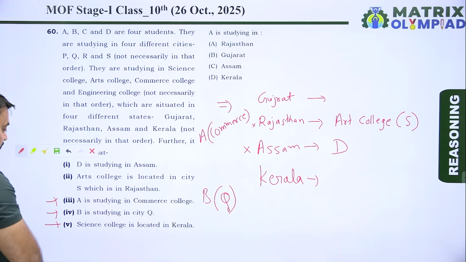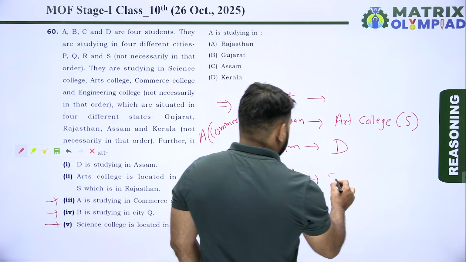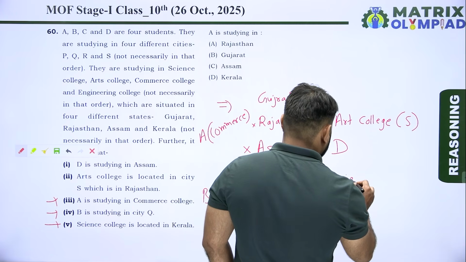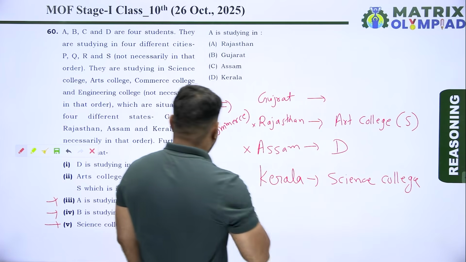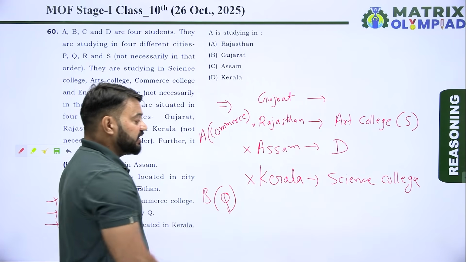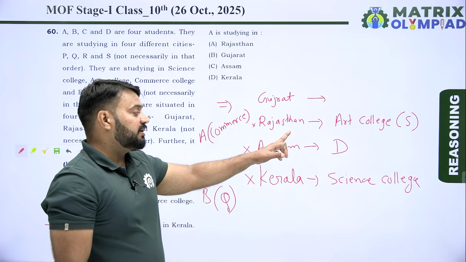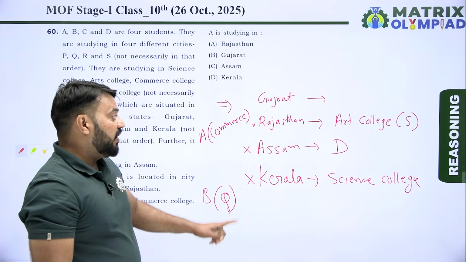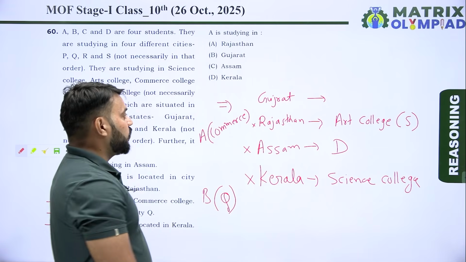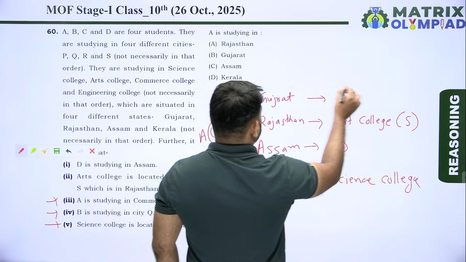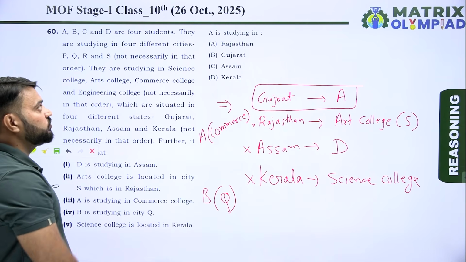Now information number 5, science college is located in Kerala. केरल के अंदर साइंस कॉलेज है. So it means ए केरल के अंदर भी स्टडी नहीं कर रहा क्योंकि केरल के अंदर साइंस कॉलेज है. ए राजस्थान के अंदर भी नहीं कर रहा क्योंकि राजस्थान के अंदर आर्ट्स कॉलेज है. ए असम के अंदर भी नहीं कर रहा क्योंकि असम में ऑलरेडी डी स्टडी कर रहा है. सो ए गुजरात के अंदर स्टडी कर रहा है. सो एक ही रिमेनिंग स्टेट बचता है, वो है गुजरात. सो ए गुजरात के अंदर स्टडी कर रहा है.